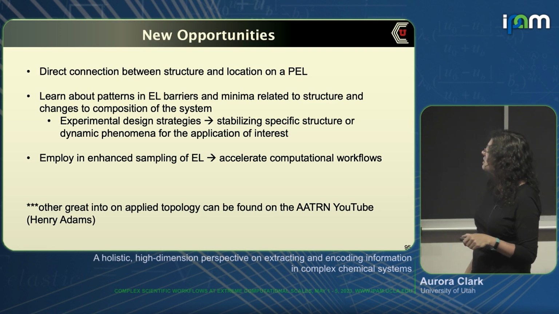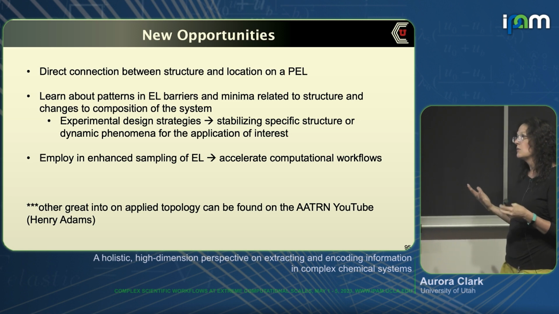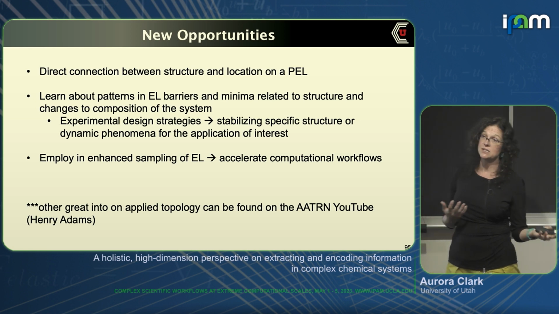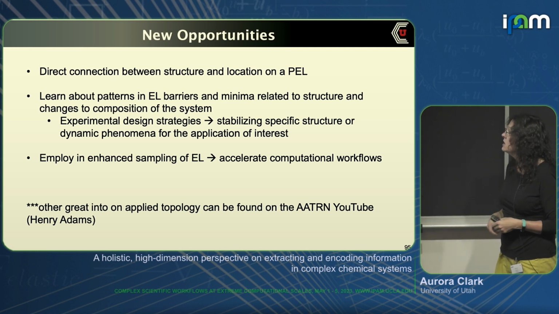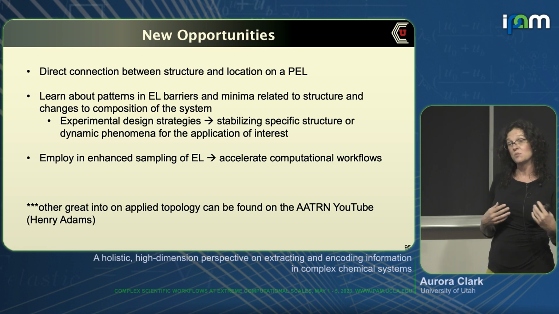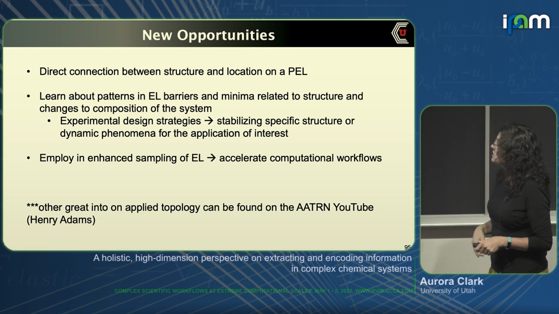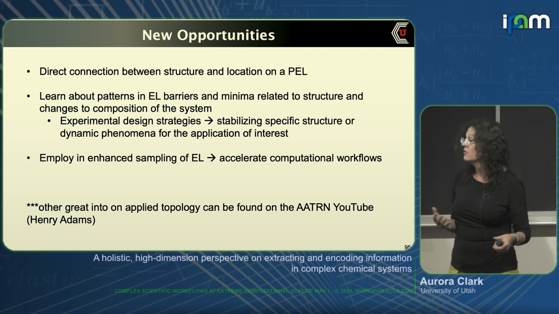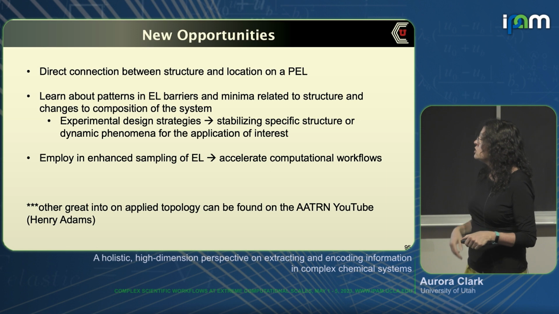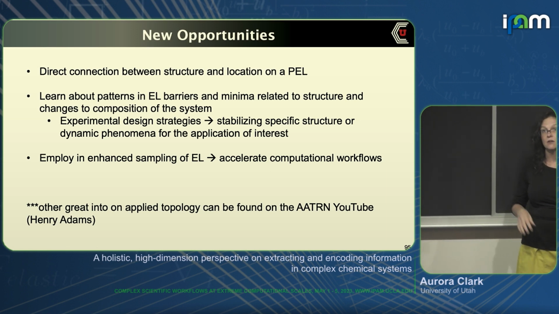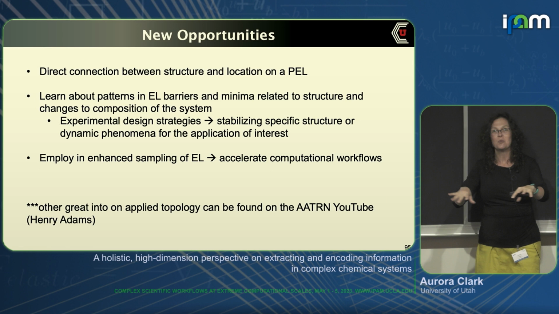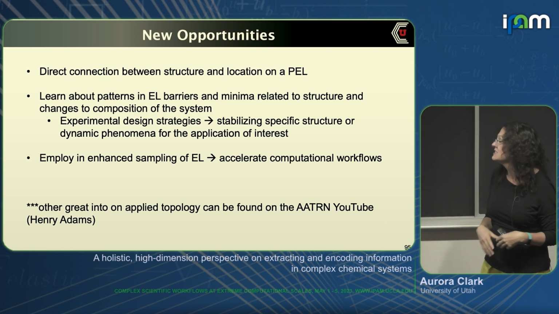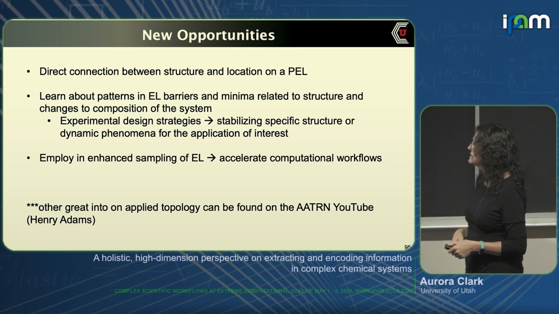It provides a way for us to learn about how the relative energies of minima and maxima are modified by changes in composition of the system or substitution in the system, which provides a way to potentially go towards experimental design strategies. How might you stabilize a specific structure or make sure the barriers ensure specific dynamic phenomena for an application of interest. You could use this in enhanced sampling techniques in the sense of now you know where all the barriers are that you want to overcome, and so you could start off with lots and lots of molecular dynamic simulations or Monte Carlo simulations based on different portions of the potential energy landscape.